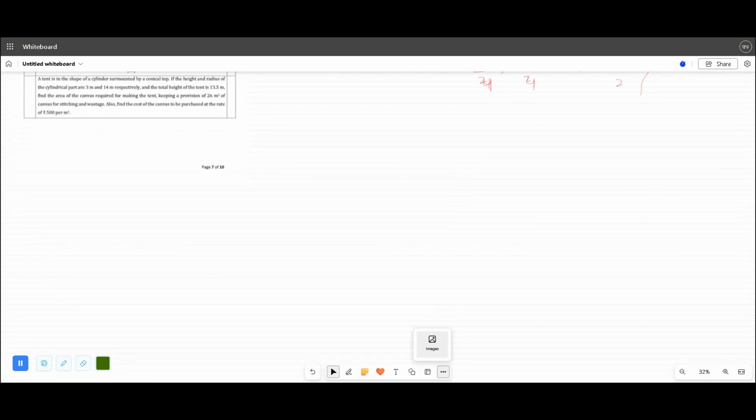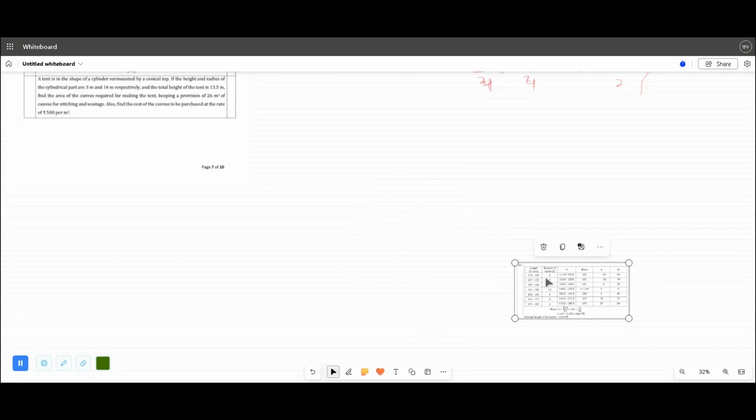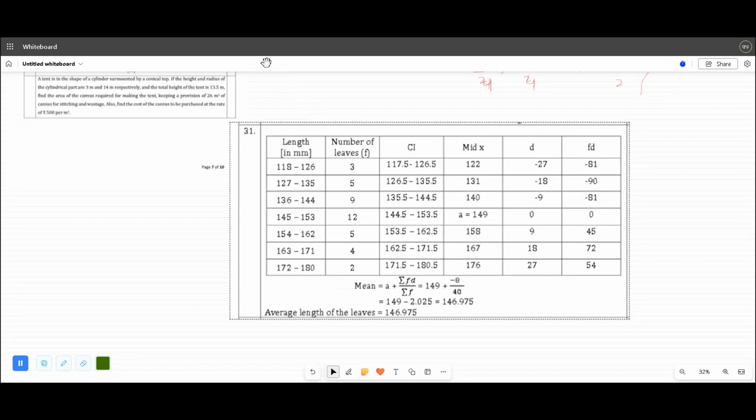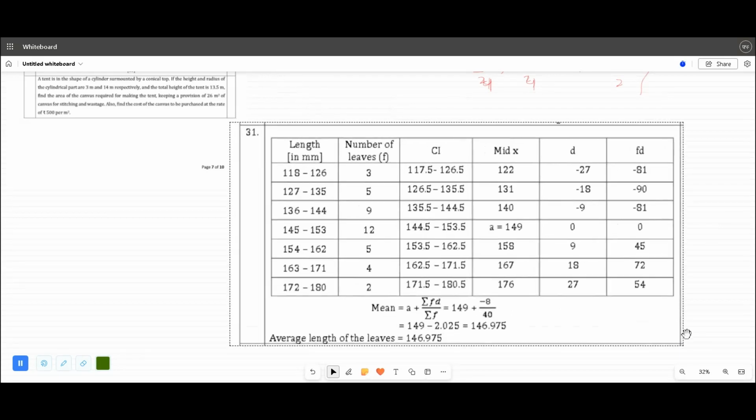Okay, now here we go, and I think this is the solution. Okay, here we go. This is the solution to this question. This is how we'll do this question. So you have length in mm, and you have the number of leaves: 3, 5, 9, 12, 5, 4, 2. We'll take a mean class, okay, and then we'll take a class interval from 0.5 before to 0.5 later, and we'll take a mid-x, and we'll take the deviation from the mean class, which is 149.